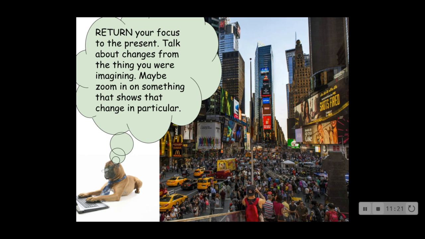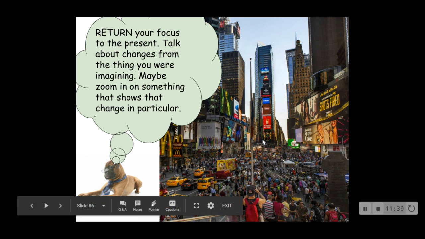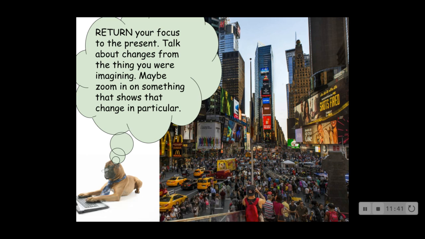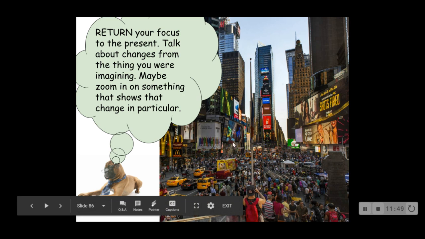And after I do that, however I've shifted, I'm then going to return my focus to the present. And I want to talk now about how this scene again is different from that thing I was just imagining, that different thing I shifted to. Maybe I'll zoom in on something that shows that change in particular, or that particularly links to what I was talking about. So if I was just describing that person I wanted to buy jewelry for, then when I return, I could maybe see a jewelry shop perhaps over in here, and then describe this shop and how useful I think it's going to be.